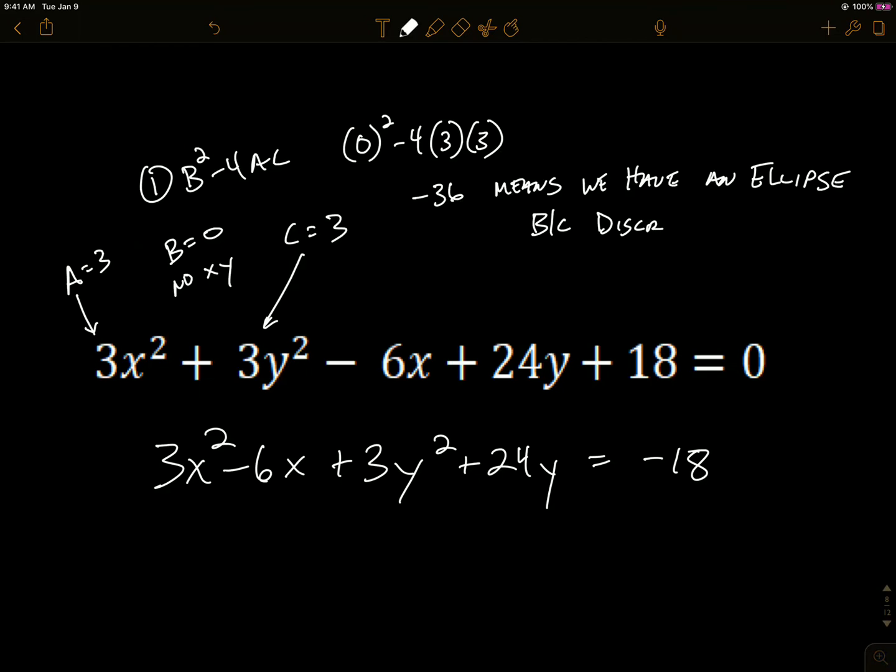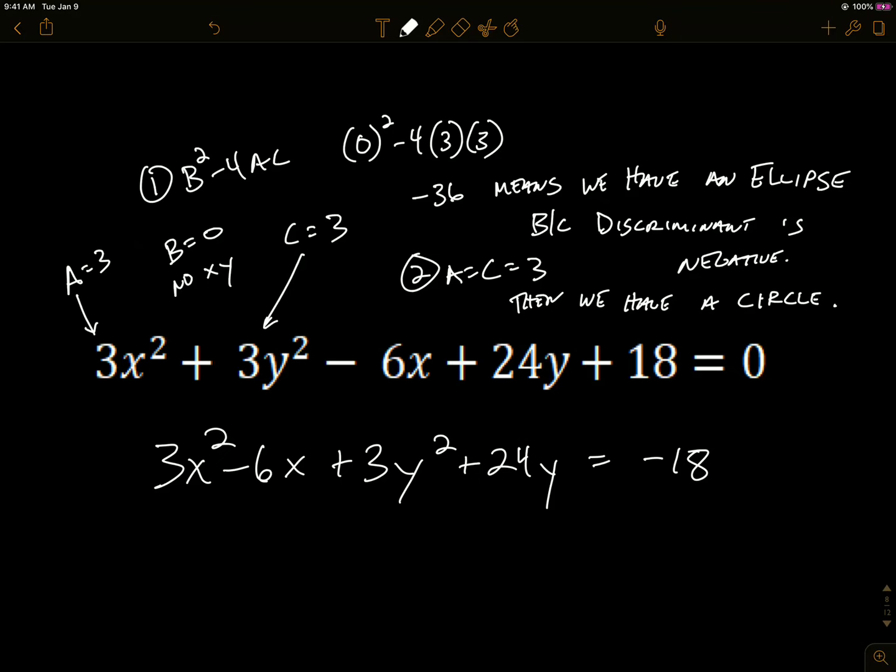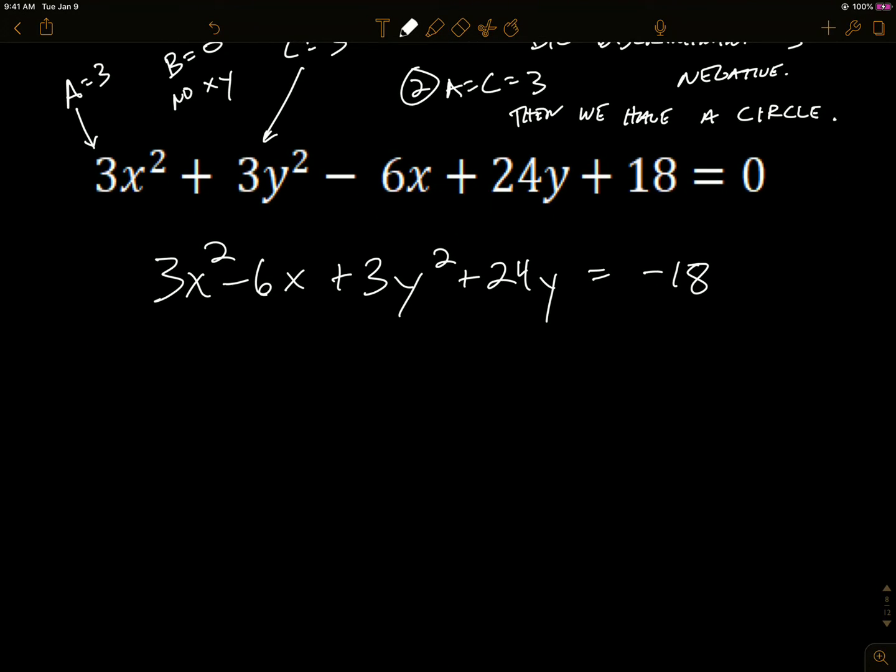Because the discriminant is negative, it's an ellipse. And when it's an ellipse, it might be the special kind of ellipse, which is a circle. When A equals C, which it does in this case, they're both equal to 3, then we have a special ellipse called a circle. That's when the two centers are together, the two foci line up and become the center of the circle.